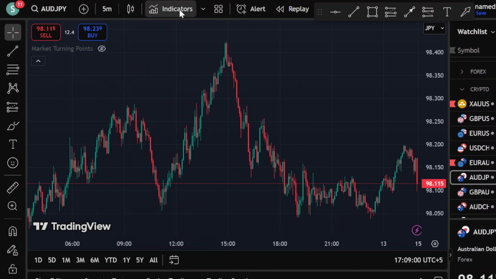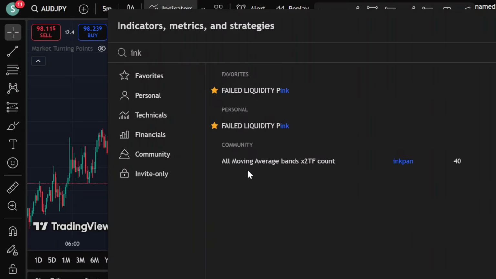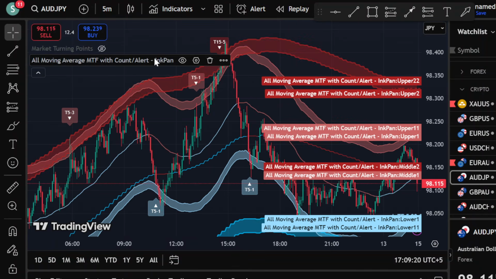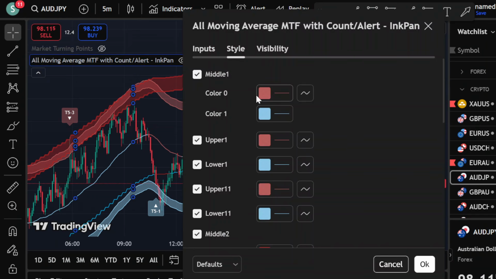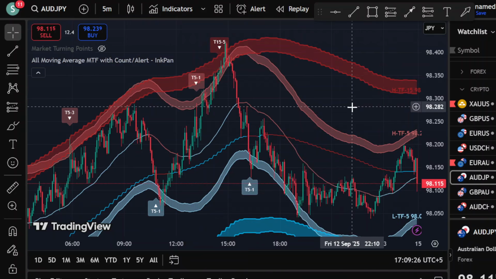Okay, so I'm going to delete that indicator, and let me tell you how you can attach this indicator on TradingView. First of all, go to the indicator section and write INK. When you write ink, this indicator will come, that is called All Moving Average Bands, X2TF count, and the name of the author is Inkpan. When you attach this indicator on your screen, it looks like this, and just go to the settings and uncheck these labels so that they do not disturb you on the screen.